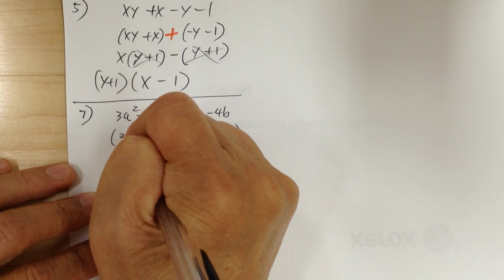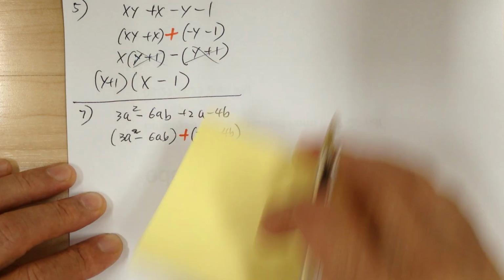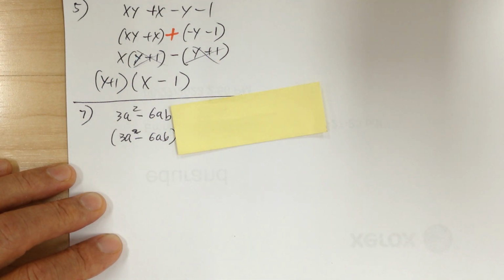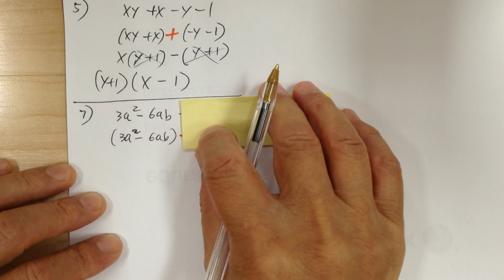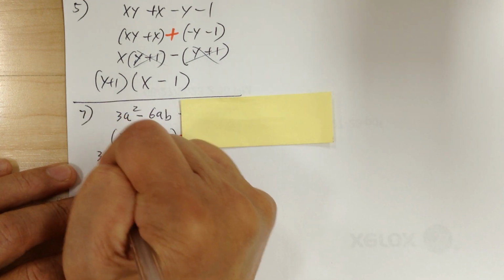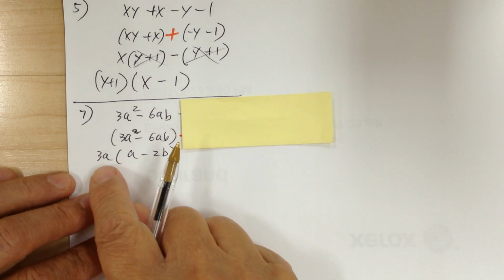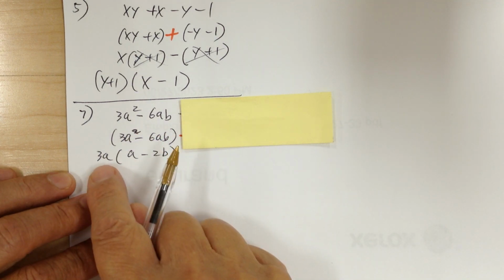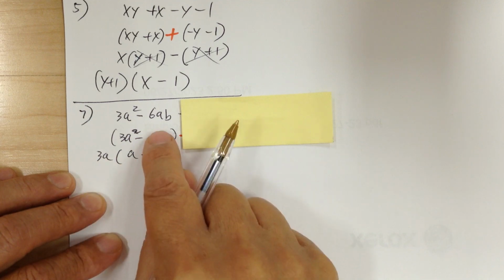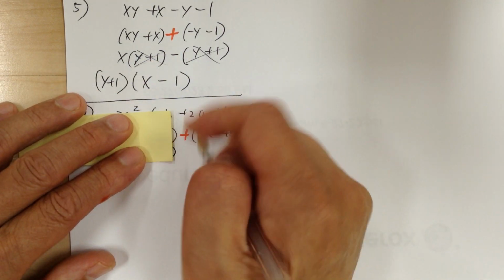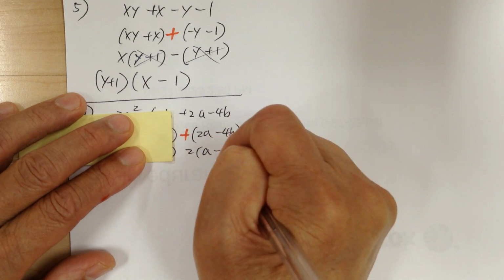This one, you can factor out the 3 and the a, so you're going to get a minus 2b. I can do a quick check: 3a times a gives you 3a squared. Negative 3 times 2 gives you 6, and the letters ab. So do a quick check. This one you can factor the 2, so you've got a minus 2b.